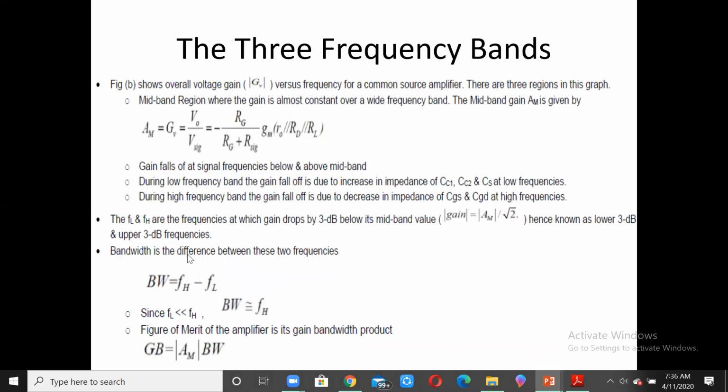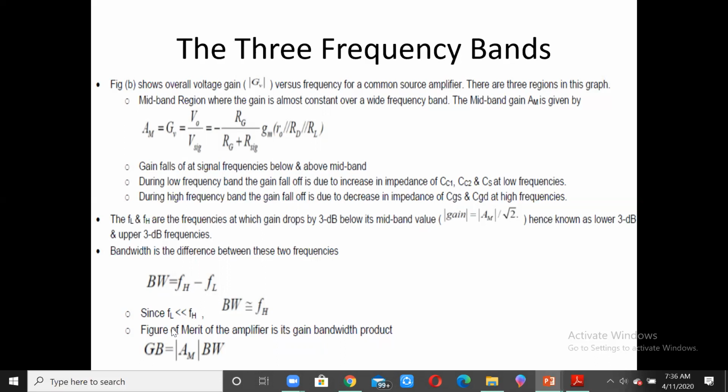So the difference between these two frequencies, FH and FL, is known as the bandwidth, and generally FL is very small compared to FH. Therefore, bandwidth can always be said as equal to the high frequency, what we call 3 dB high frequency, or upper 3 dB frequency, which is FH.